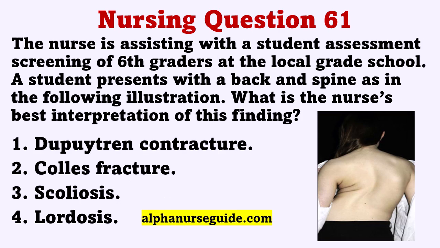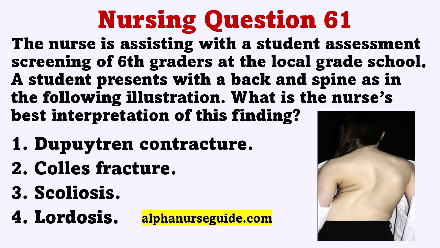The nurse is assisting with a student assessment screening of 6th graders at the local grade school. A student presents with a back and spine, as in the following illustration. What is the nurse's best interpretation of this finding? 1. Dupuytren contracture. 2. Cole's fracture. 3. Scoliosis. 4. Lordosis.